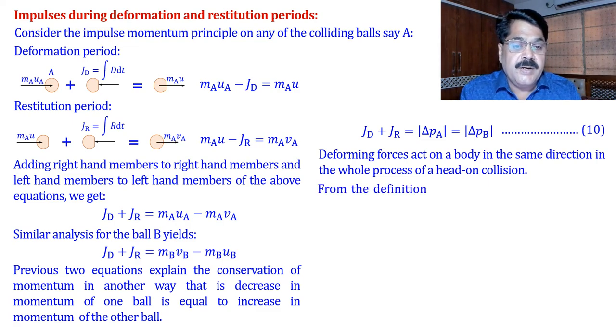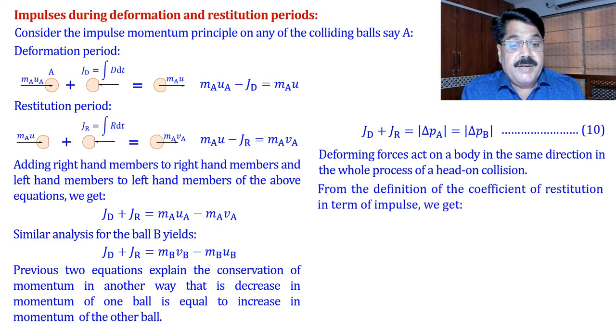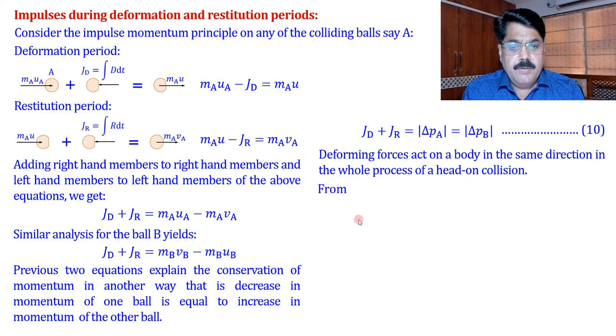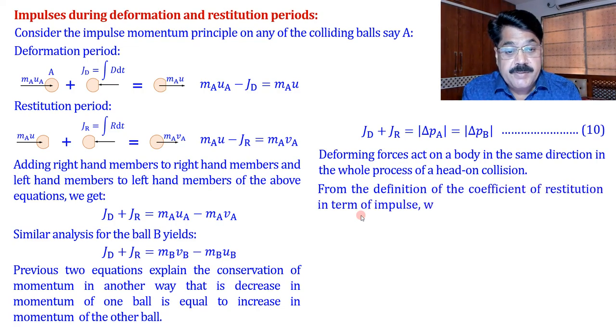So from the definition of the coefficient of restitution, what do we write? In terms of impulses, we get E is equal to J_R upon J_D, or J_R is equal to E J_D. From the definition of the coefficient of restitution, in terms of impulses, we get J of R is equal to E times J of D.